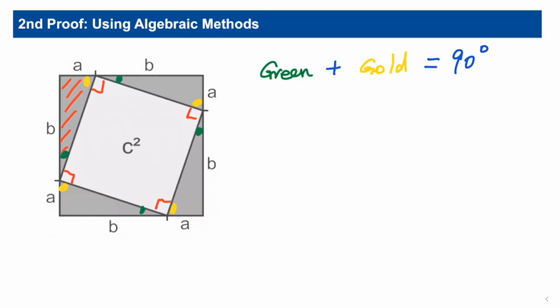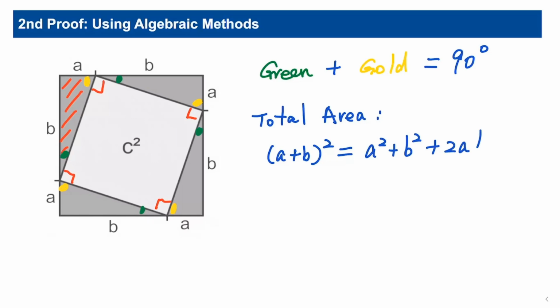So, in the middle, we have a square. The total area of the big square is side length squared. So (A plus B) squared, which equals A squared plus B squared plus 2AB. We can also calculate the total area by adding different parts. We have 4 triangles. Each triangle has area A times B over 2. And we have a square in the middle with area C squared. So this is C squared plus 2AB.